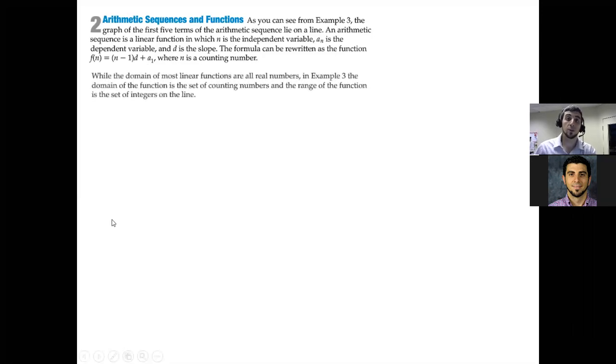While the domain of most linear functions is all real numbers, in example 3, the domain of the function is the set of counting numbers, and the range of the function is the set of integers on the line. This is what I was talking about. You're not connecting the points on the line because they are just individual points.